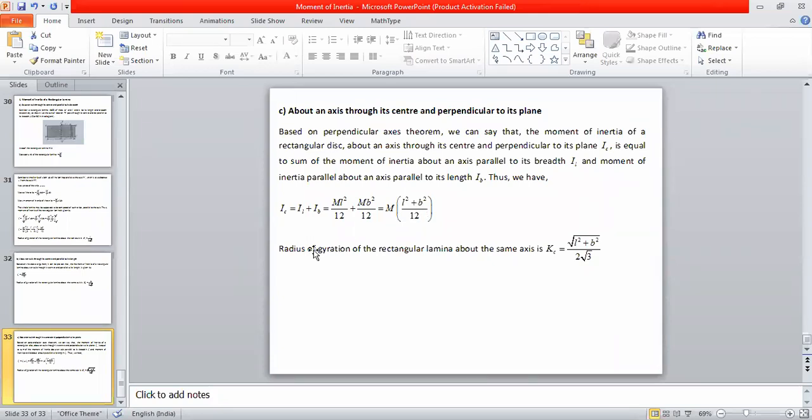And how do you find the respective radius of gyration? It is very simple. It is square root of L square plus B square by 12. Square root of 12 is 2 root 3, because square root of 4 is 2. So therefore the respective radius of gyration KC comes out to be equal to square root of L square plus B square divided by 2 root 3, where L is the length of the disc and B is the breadth of the disc. Okay?